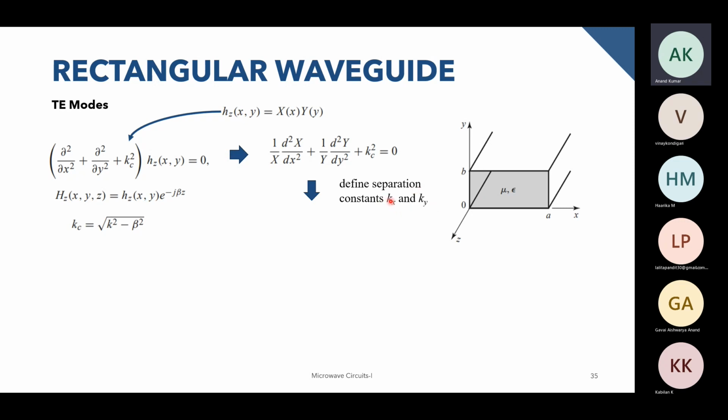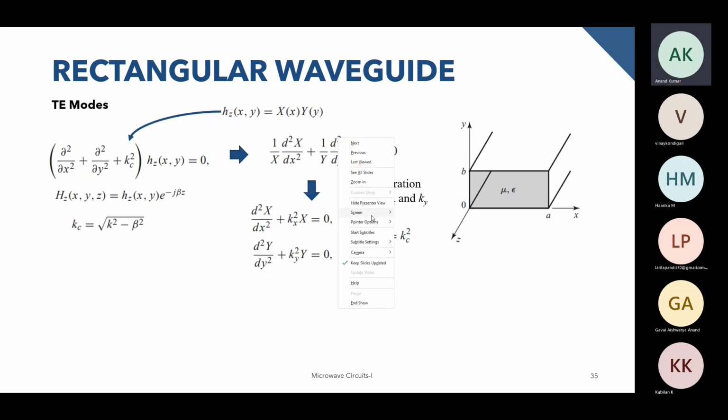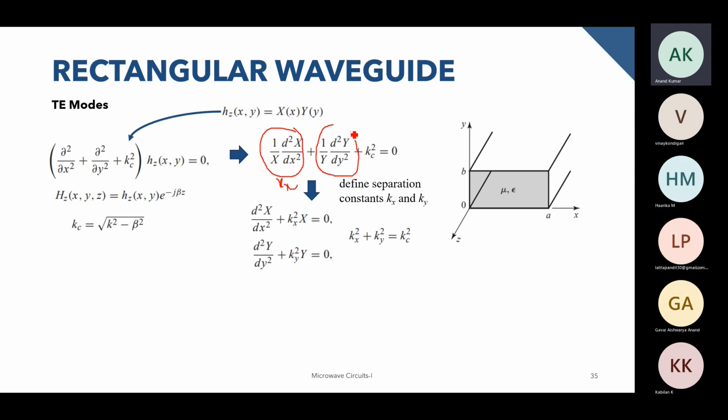Now we are defining some constants, separation constants kx and ky, and we'll put them equal to these differential terms. Maybe I'll use a pen over here. So this particular term is now equal to kx, and this particular term is equal to ky. If you put them equal to these, you can multiply this y term with this term over here, and this is what we will achieve. Similarly for x as well.